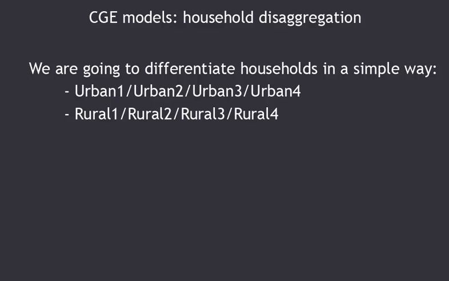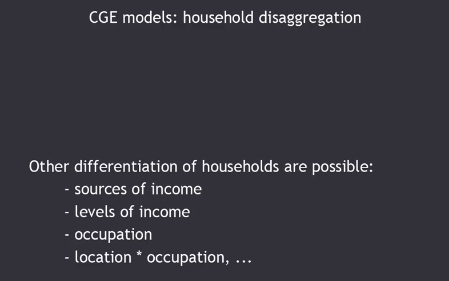It's just a matter of giving you a recipe that can be applied to different work directions. So I will consider 4 urban households, urban 1, urban 2, urban 3, and urban 4, and 4 rural households, rural 1, 2, 3, and 4. Of course, other differentiations of households are possible by source of income, capital versus skilled labor versus unskilled labor, and so on, by level of income.